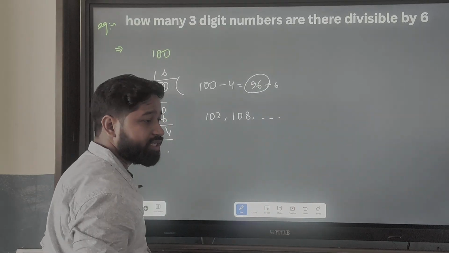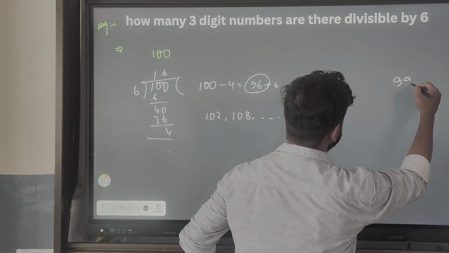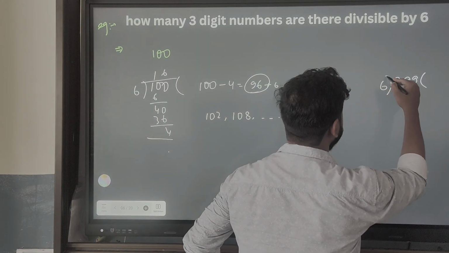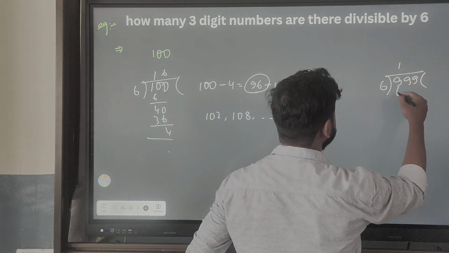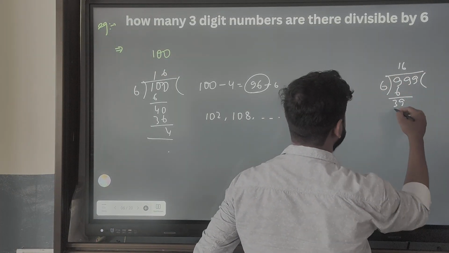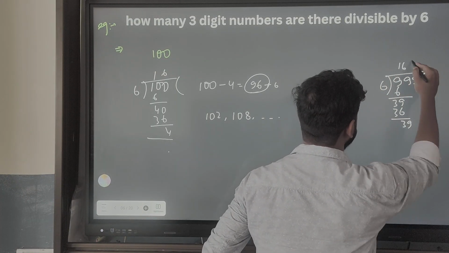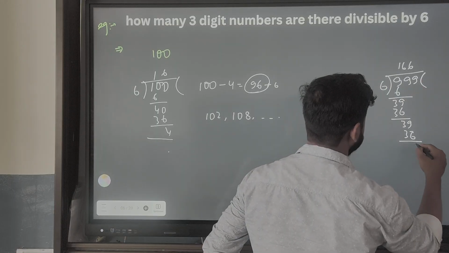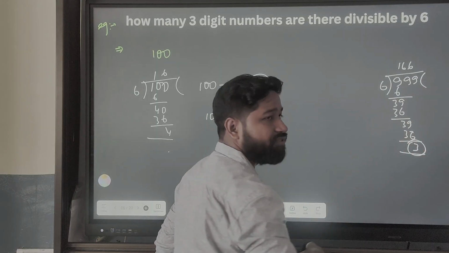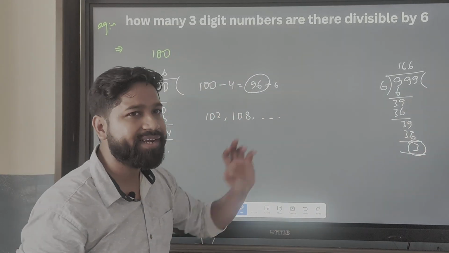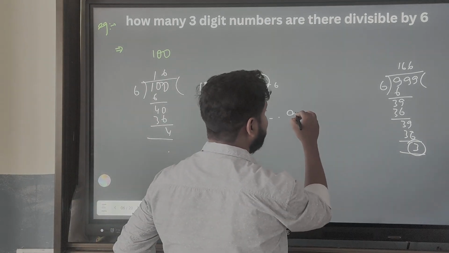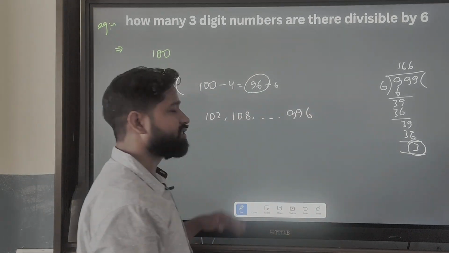In the same manner, what is the largest 3-digit number? That's 999. If you divide by 6, 6 ones are 6, 6 sixes are 36, and 39 minus 36 leaves 3. Just because of 3 it is not divisible, so subtract that. So we get 996. Again it's the same question, right?